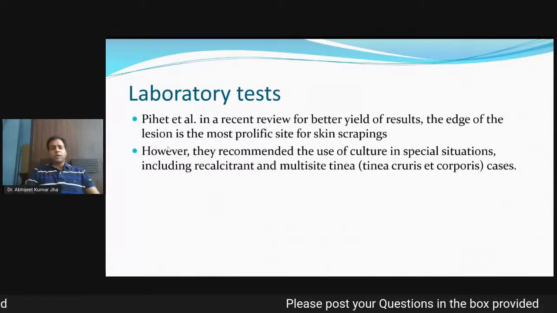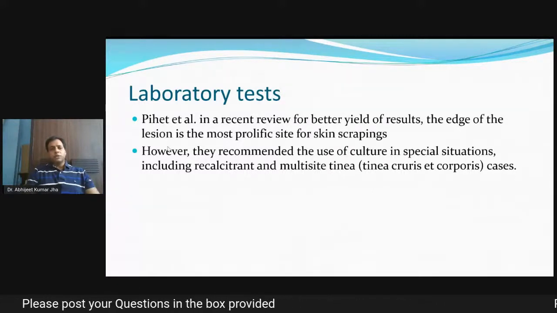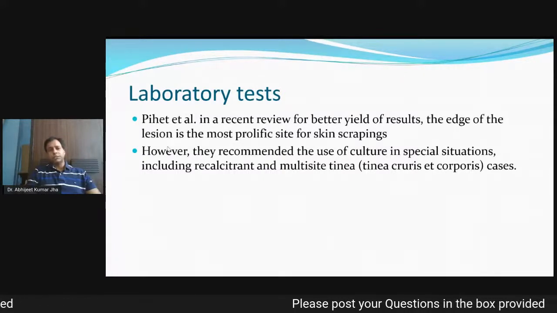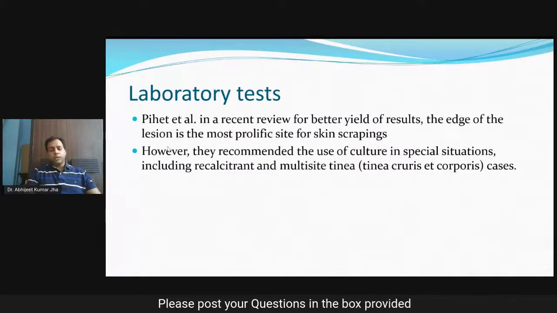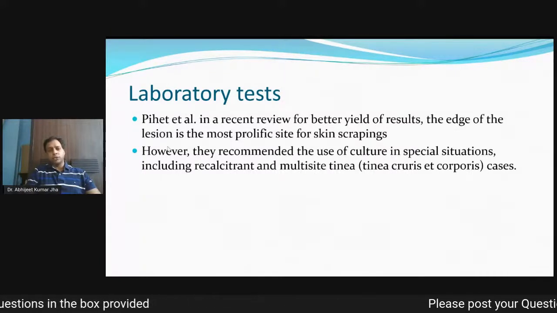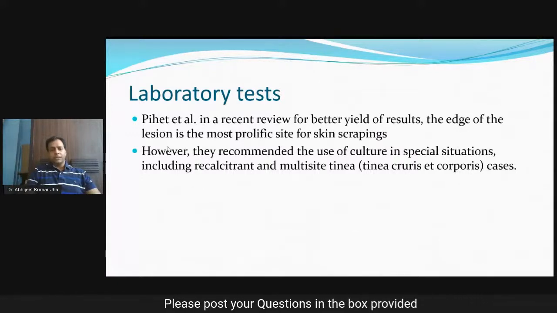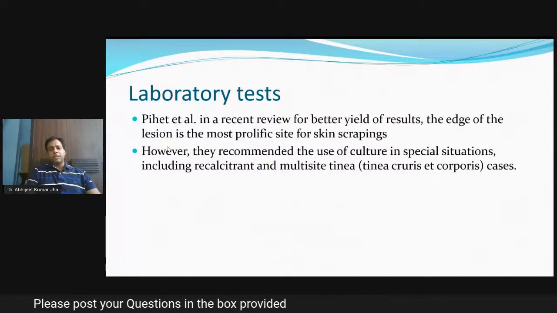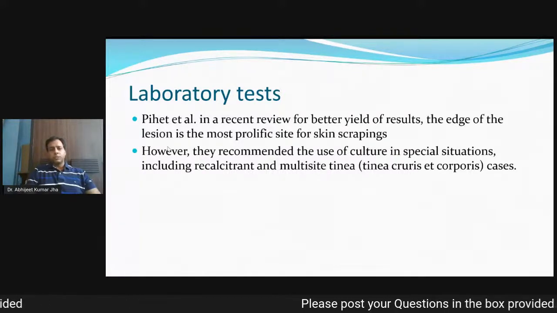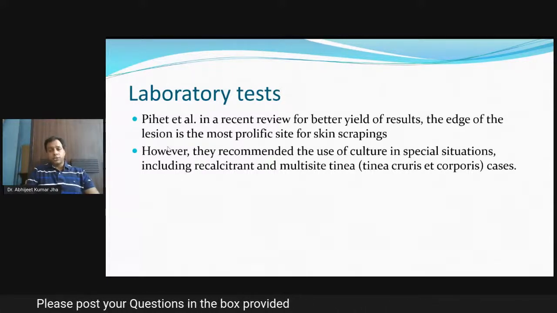Now, before we come into laboratory tests, we need to know three things. The first one is, what is mycological cure? The second one is, what is clinical cure? And the third one is, what is complete cure? Now, for knowing if the patient has a full mycological cure, we need to take into consideration two things: when there is negative microscopic analysis of KOH and there is negative fungal culture. This is when the person is said to have complete mycological cure.